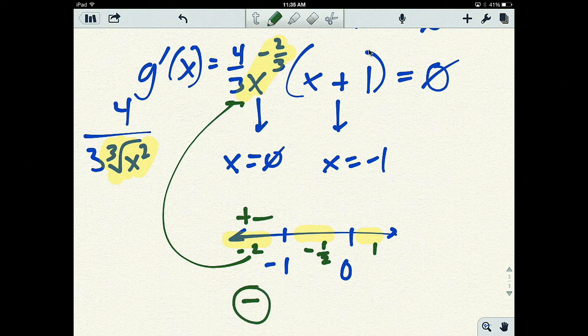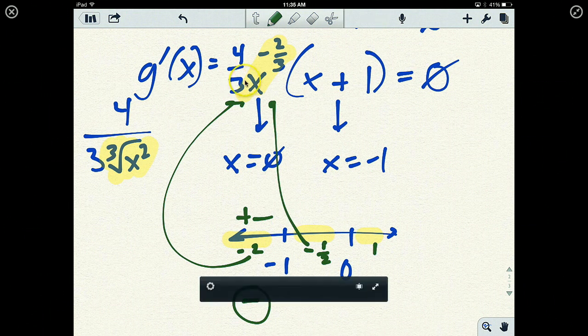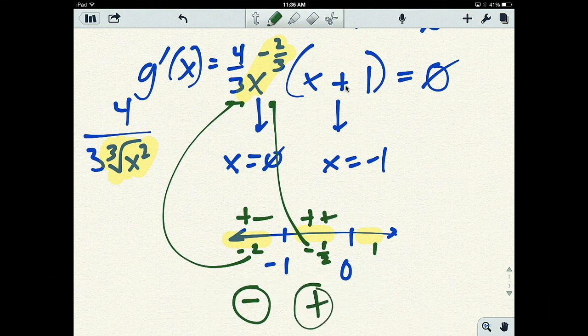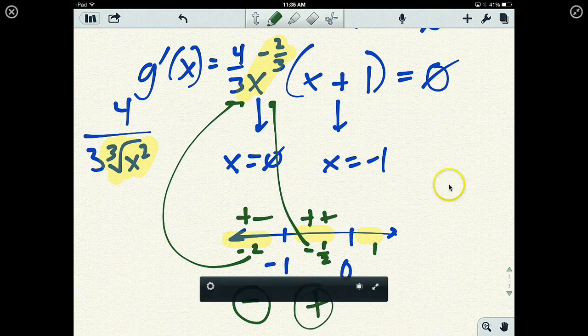Negative half, if I plug in negative half into these two, same thing. I don't know what this is, so if I plug in negative half here, I'm going to get a positive number, because negative half squared is positive, which means this whole thing is positive, and positive divided by positive is positive, so this is still positive. If I plug in a negative half into the second part, I'm going to get also a positive, so this whole interval is positive. And the last thing is 1.